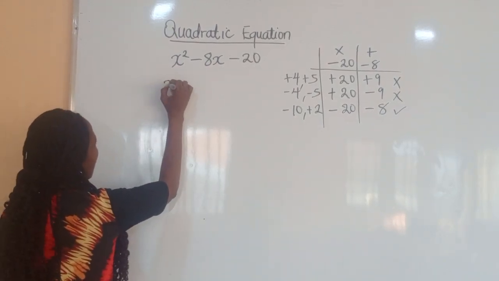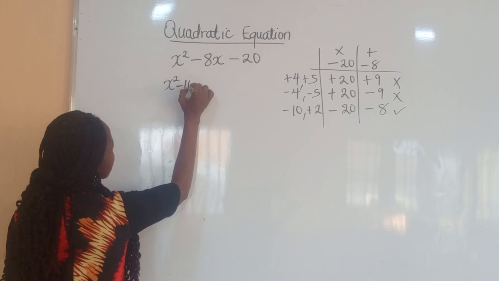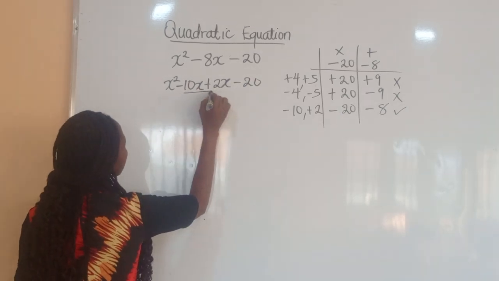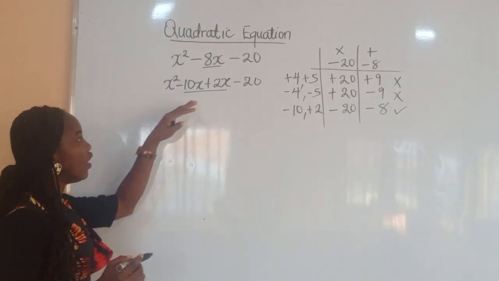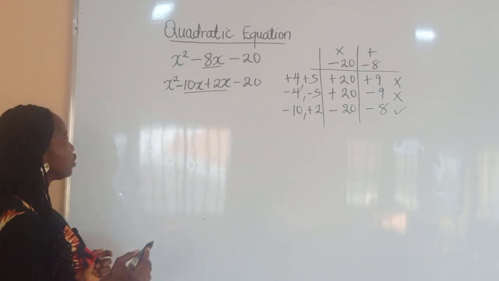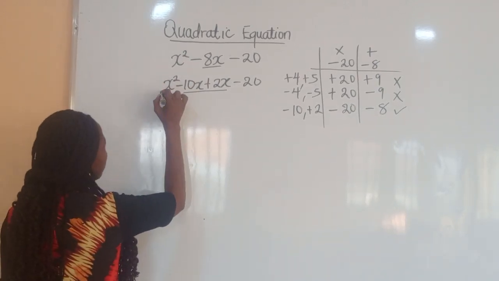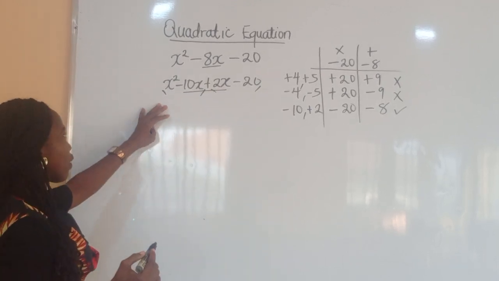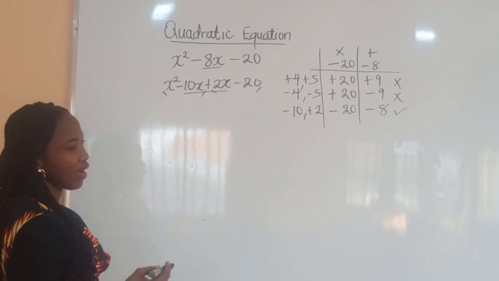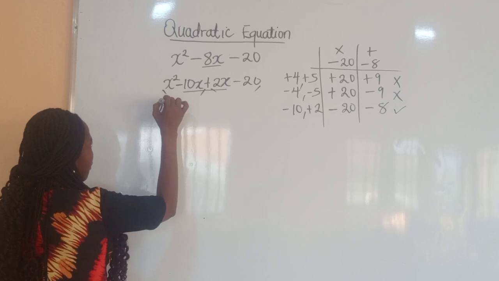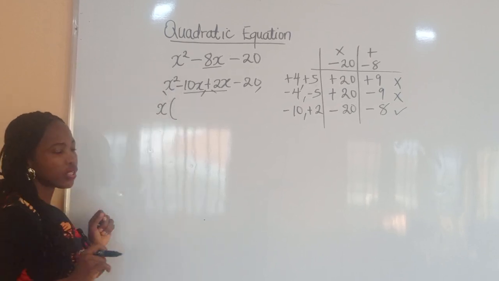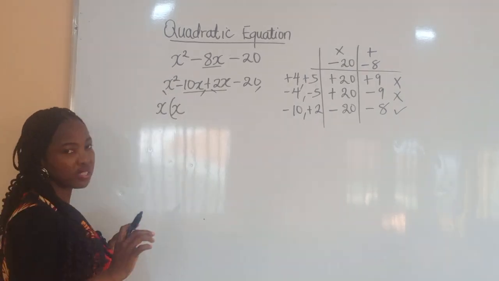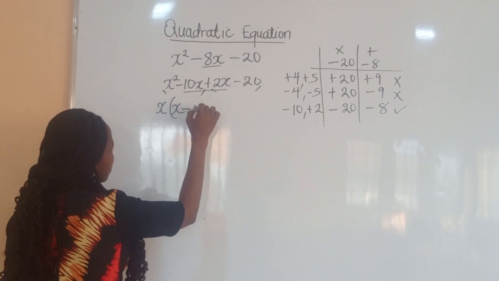All it means is x squared minus 10x plus 2x minus 20. Remember, this is replacing this. This is replacing this. So when I'm done, I'm going to pick 2 by 2: this and this, this and this. So x squared minus 10x. What is common? x is common. I'm going to factorize, thereby bringing out x. x going into x squared, I'm going to have my x. x going into minus 10x, I'm going to have my minus 10.